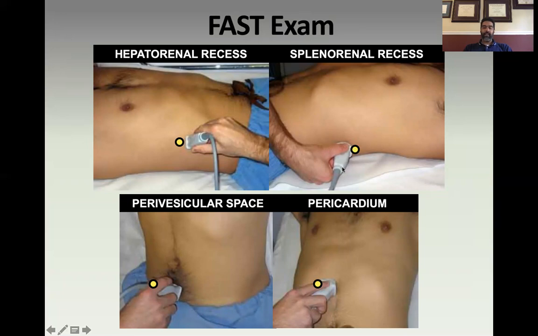In this case, they say you drop your knuckles to the bed. So you hold the probe in this underhand grip, knuckles down to the bed, and that's how you get the splenorenal space. Then you go to the perivesicular space. You put the probe just above the pubic bone, just cephalad to the pubic bone, and then have the dot pointed to the patient's right side. And finally, do a pericardial view. Remember, you're keeping everything in the abdominal setting.